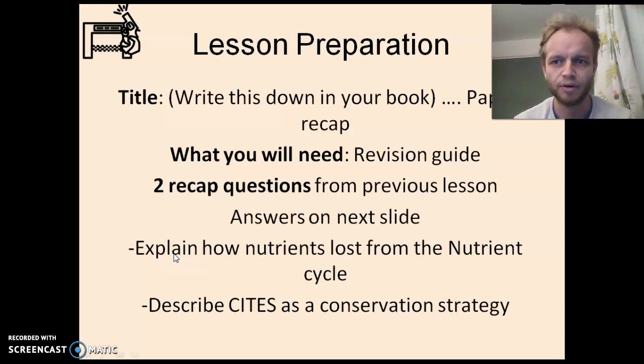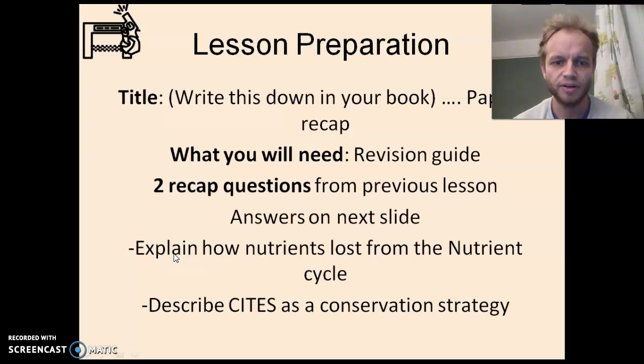Okay, so just a bit of preparation stuff. Write this down in your book. We're doing some paper 3 recap, just going through your revision guide. So you'll need to get your paper 3 revision guide that I sent through to you. Hopefully you've got that by now. And we're going to start off with 2 recap questions from previous lessons. I'll give you a minute to get your stuff and get ready with that. Pause the video and then we'll crack on with some questions.